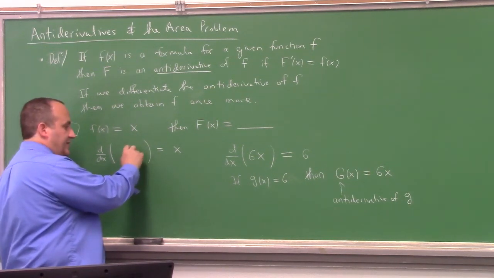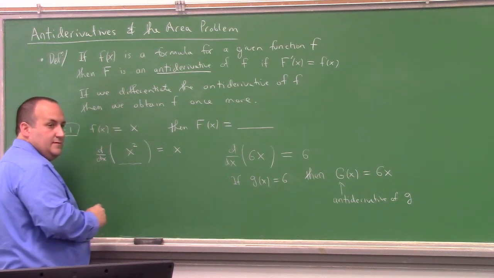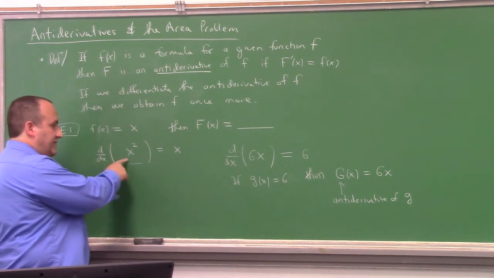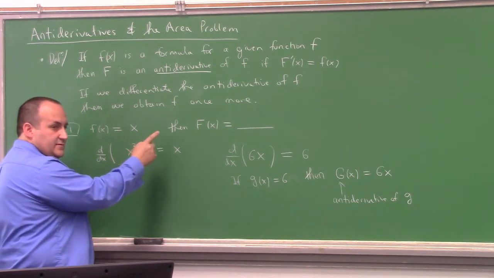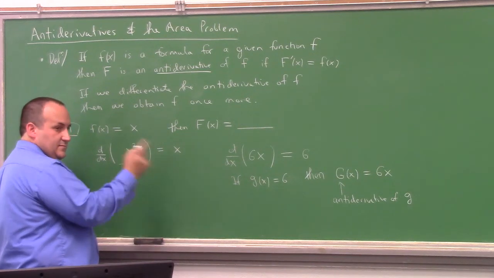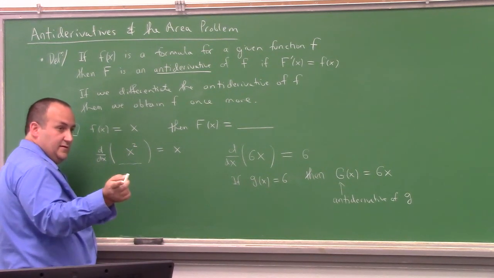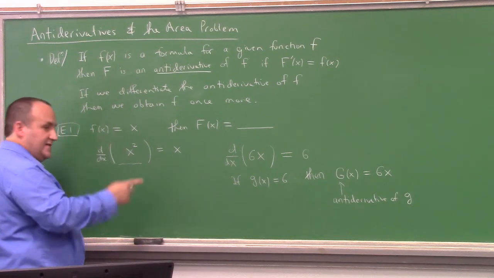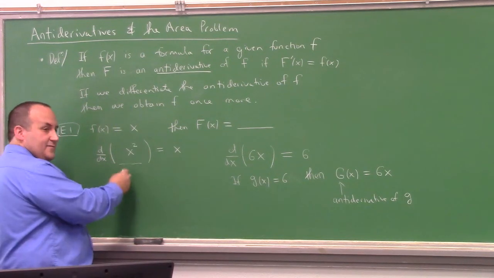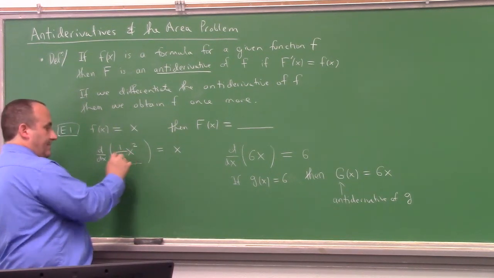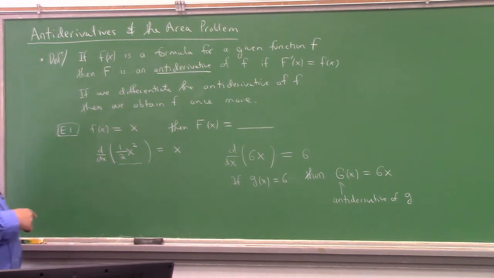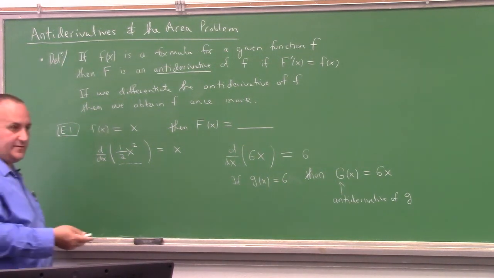But what's going to happen then? What's the derivative of x squared? The derivative of x squared is not x, but 2x, right? So that 2 is a problem. To fix that, multiply by half. So the derivative of 1/2 x squared is x, right? That means that the antiderivative of x is 1/2 x squared.